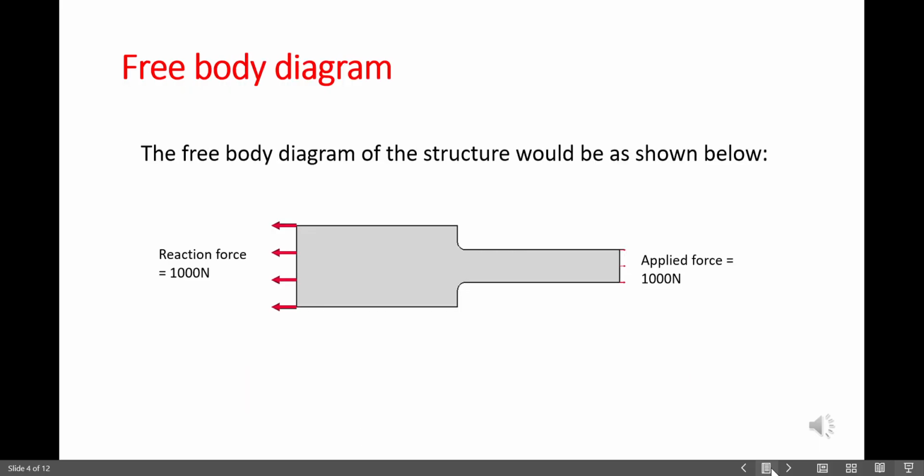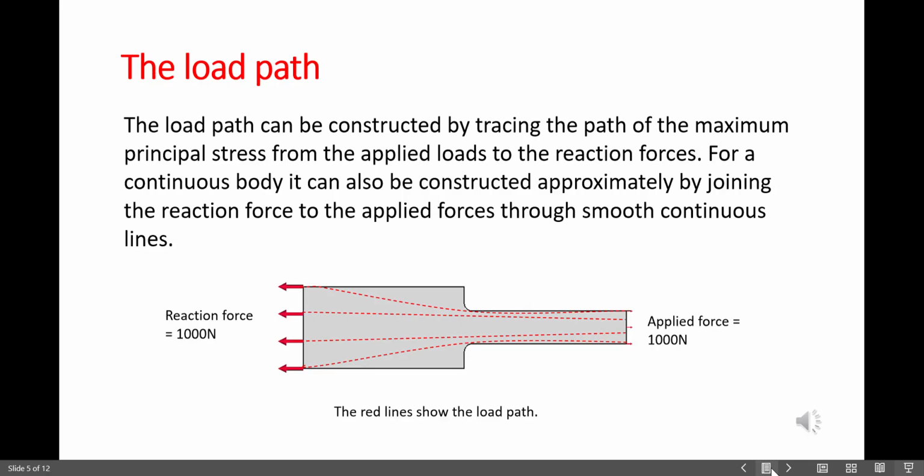So we get a free body diagram as shown in the figure. So there is 1000 newtons of applied force and 1000 newtons of reaction force acting in opposite directions. Now I'll be showing you how to draw the load path. To do this, you have to connect the reaction force lines to the applied force lines through a spline.